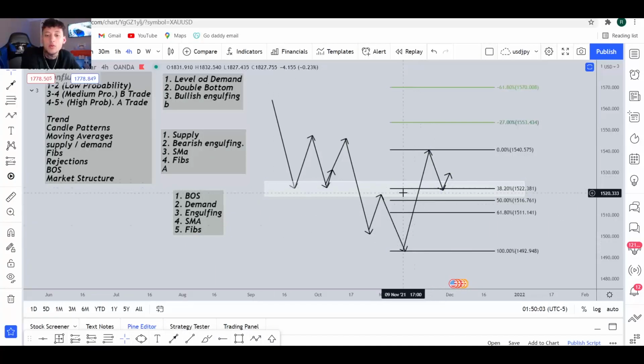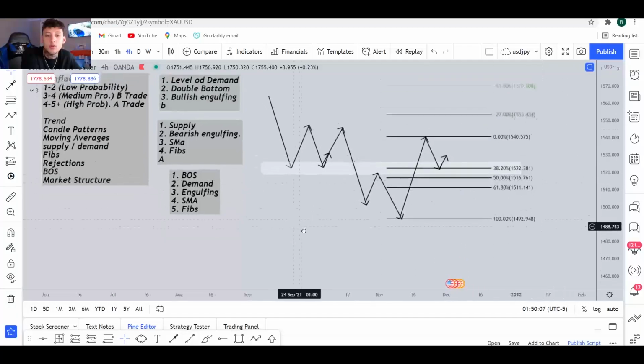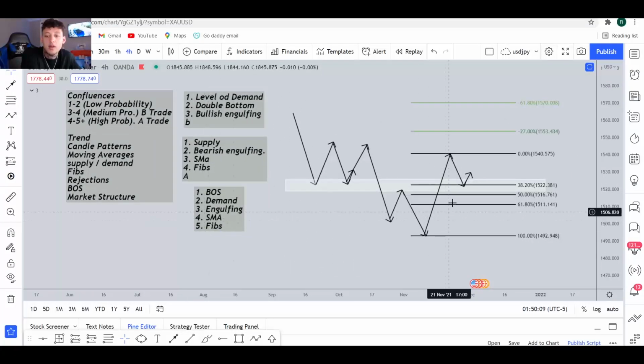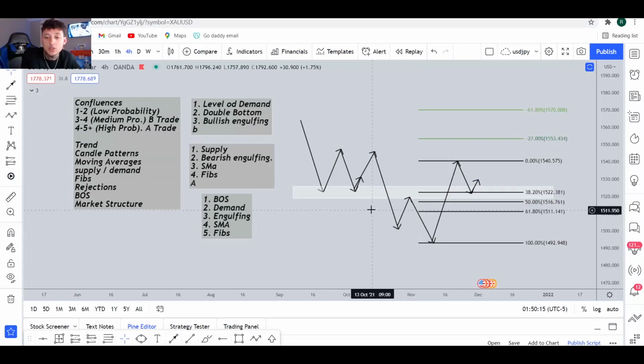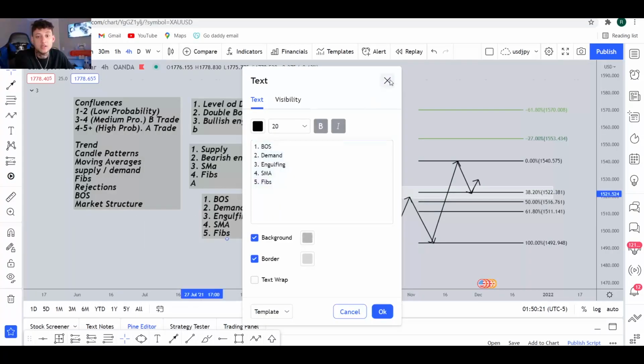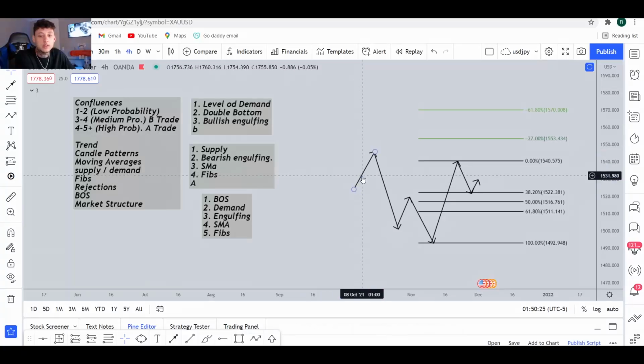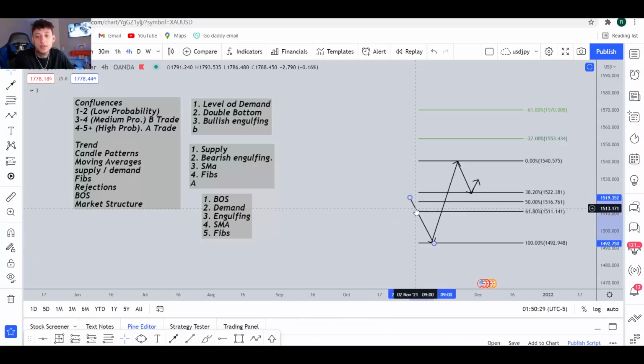4, we have the blue over red simple moving average, which we know indicates that there's more bullish volume within the market. And 5, we have a 38.20 pullback on the Fibonacci retracement tool. So we know that this is a high probability setup. This is a grade A setup, right? So hopefully you guys understand the concept of confluences.